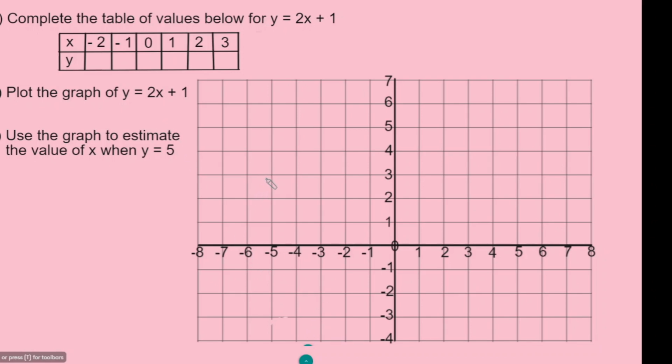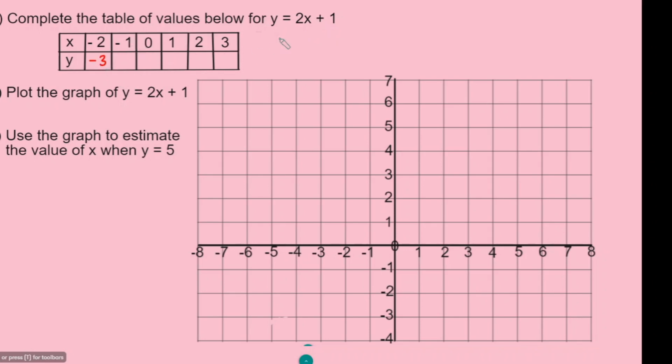Here we come to our last question. Actually, this is an exam style question. Now we got to complete this table with this equation. And so let's get started with that. When x is minus 2, y will become 2 times minus 2 is minus 4, plus 1, you got minus 3.